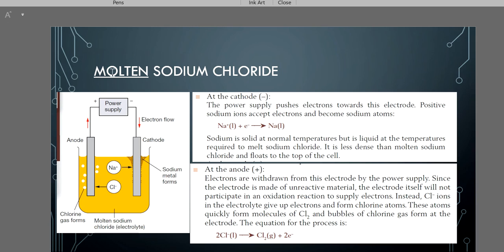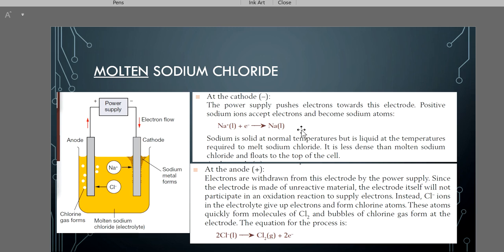So if we are producing sodium and chlorine, as we went through earlier, we do need a molten cell. Okay, we do need water to be not in the equation, because in both situations, water is a stronger oxidant than the sodium ions, and water is a stronger reductant than the chloride ions. So we do require molten sodium chloride, and that concept is something you do need to understand and be aware of for your SACs or for your exam as well.